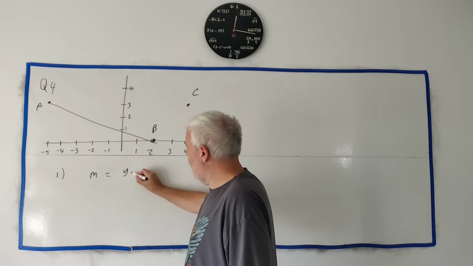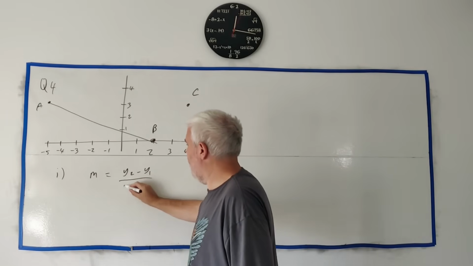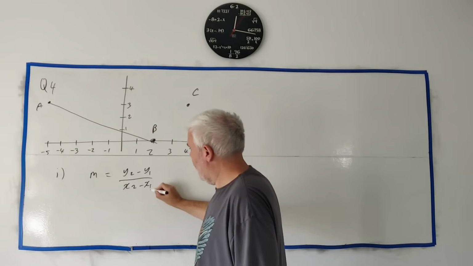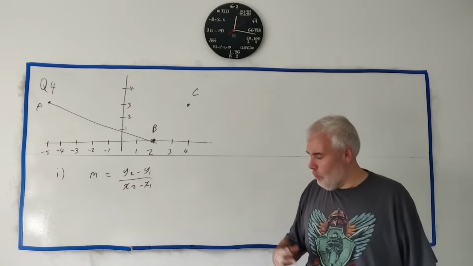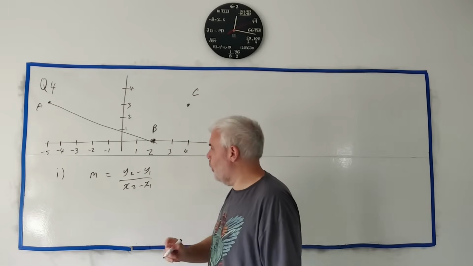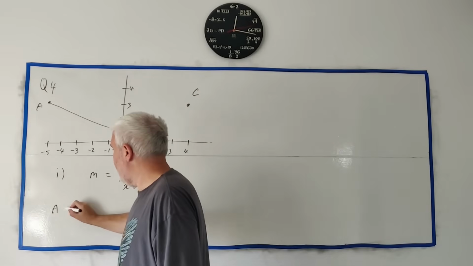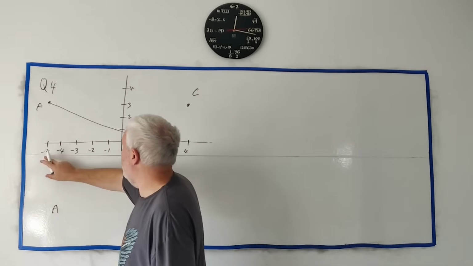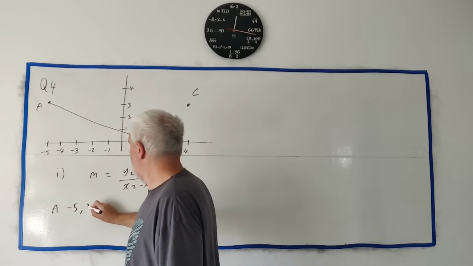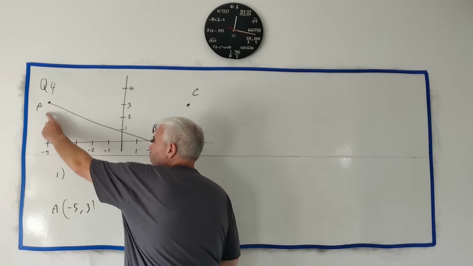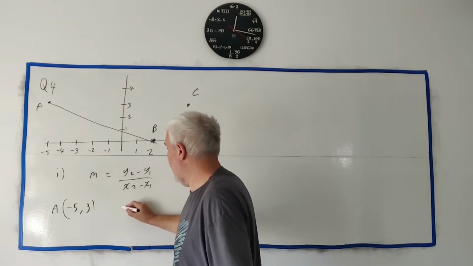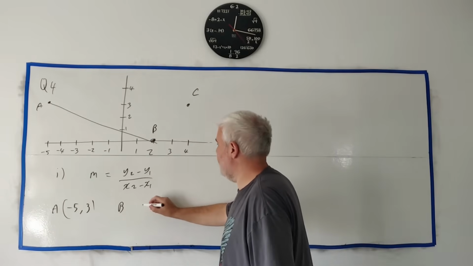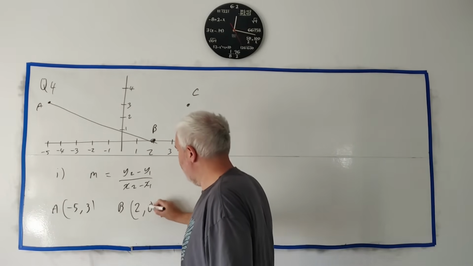M is equal to y2 minus y1 divided by x2 minus x1. What's x1 and y1 and so on? Well, we have 2 points. Let's write them both out. The A point is, I'll read it off here, -5, 3. It's the point -5 and 3, and the B point is at 2 and 0.